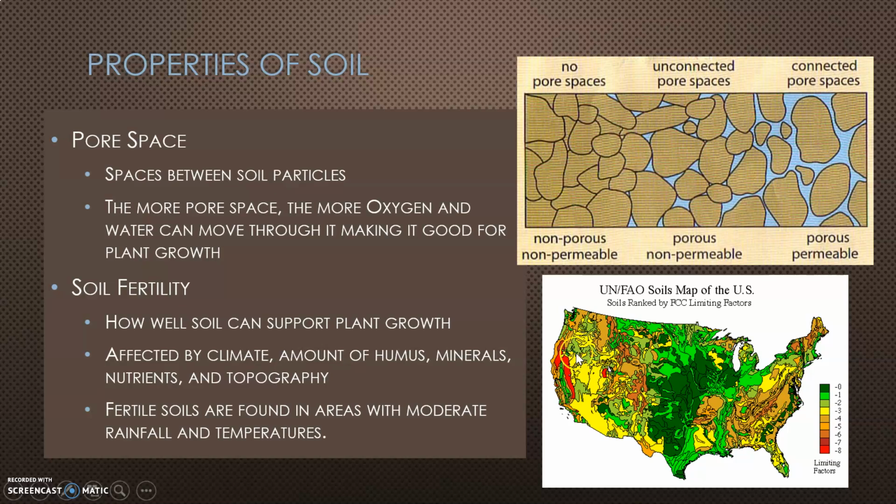All right, last but not least is soil fertility. This is how well the plants can be supported based on the soils that they have. This is affected by climate, humus amounts, minerals, nutrients, and of course, topography. So fertile soils are often found in areas with moderate rainfall and good temperatures.